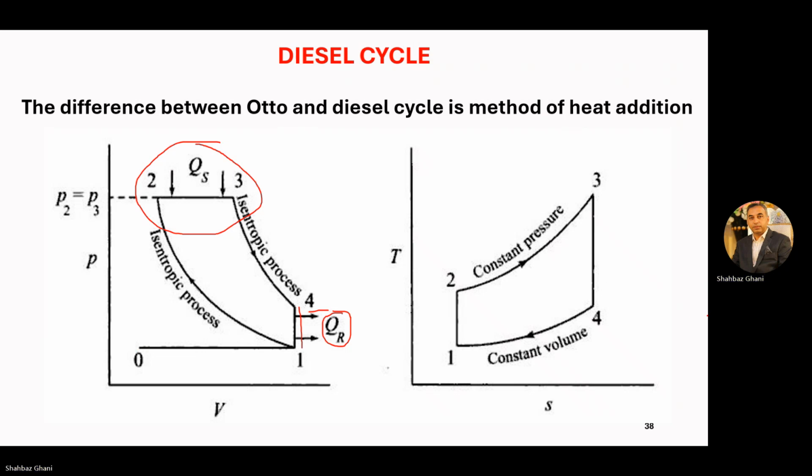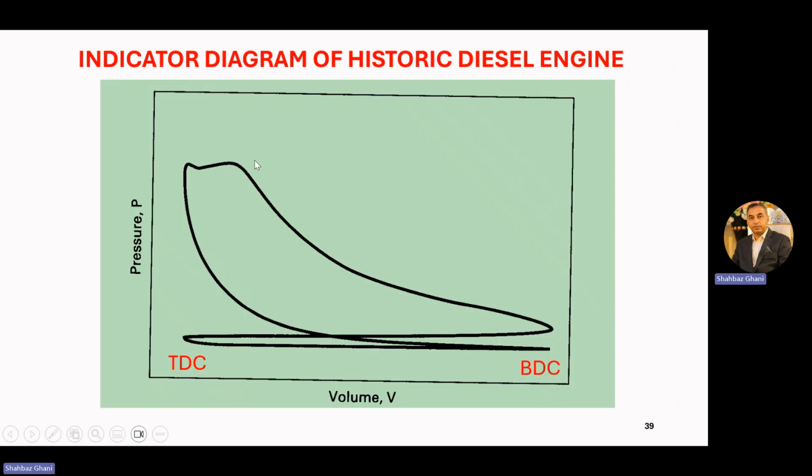So in the temperature entropy diagram, we have this constant pressure and we have this constant volume. Now the actual indicator diagram of an historic diesel engine is like this. It is somewhat different here as compared to your SI engine.